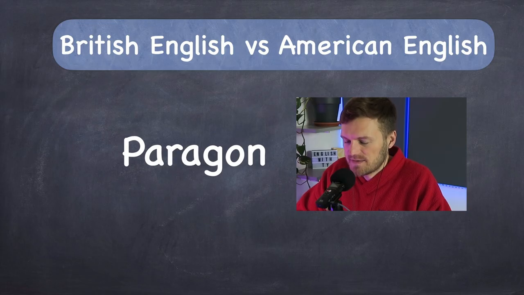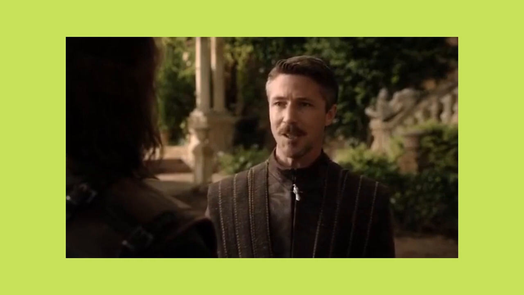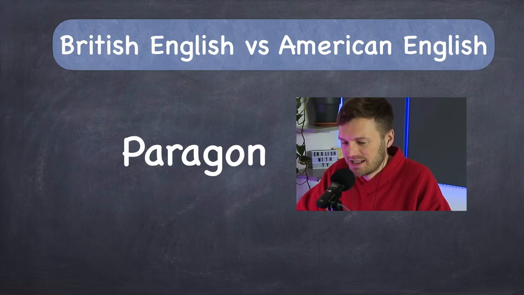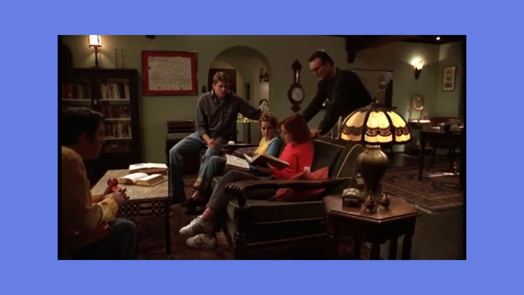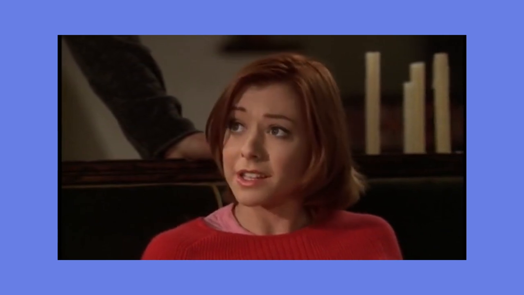The next word is spelled P-A-R-A-G-O-N. And in British English, it would be paragon. And in American English, it would be paragon. The O principle applies again. So it's paragon and paragon. A paragon is the best of everything, everyone's ideal.